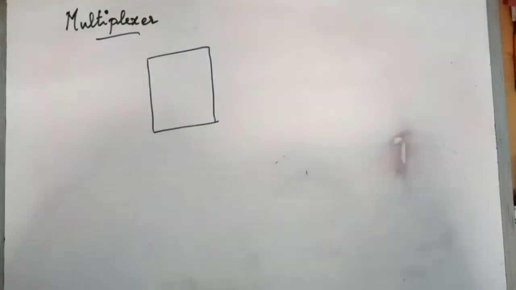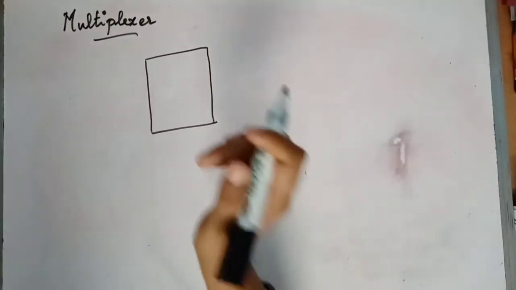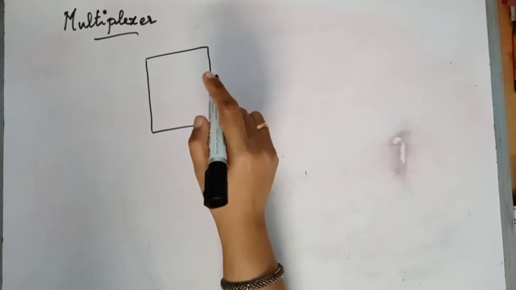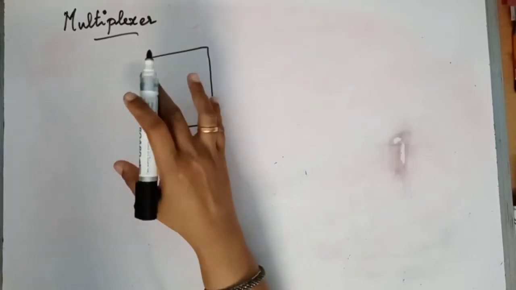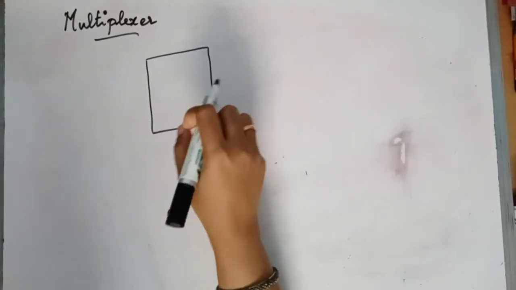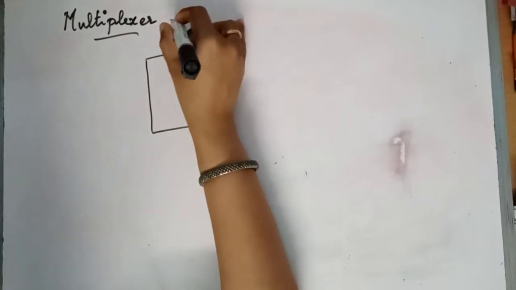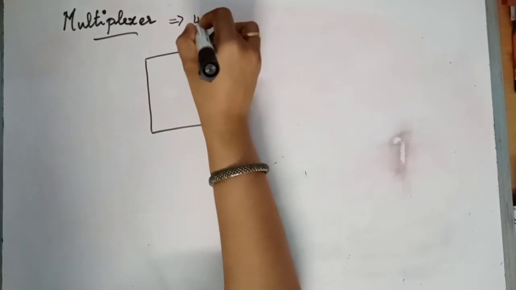Next combination circuit is a multiplexer. We'll take the example of a particular multiplexer and explain what actually a multiplexer is. So we are considering here a 4 by 1 multiplexer.